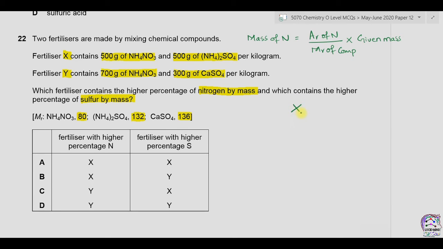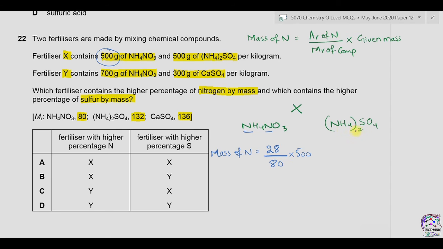Now in fertilizer X, we have ammonium nitrate and ammonium sulfate. Using the formula for mass, we can write mass of nitrogen is equal to, there are 2 nitrogen atoms, so the molecular mass of nitrogen will be 28 divided by molecular mass of ammonium nitrate, it is given 80, multiply by the mass of compound. Now the mass of compound is 500 grams.